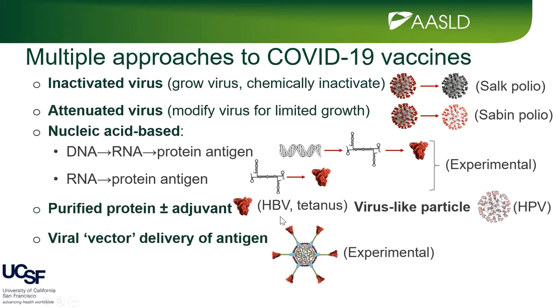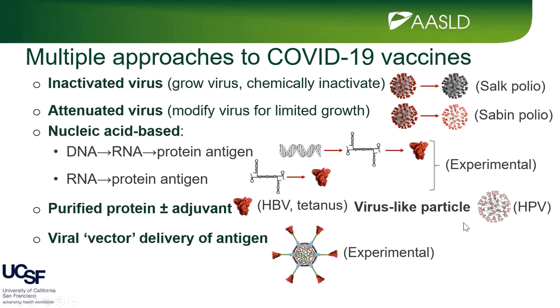The next category is a purified protein with adjuvant, and this is, again, another very classic, well-characterized approach. Examples of this include the hepatitis B vaccine, tetanus vaccine, where purified protein, either recombinant or naturally derived, is mixed with an adjuvant, which is usually a small molecule that enhances antigen presentation and boosts immune responses. And there are a number of efforts making purified protein, adjuvanted protein vaccines for SARS-CoV-2.